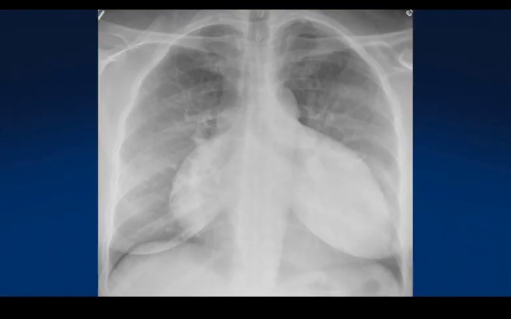Patient presented to the ER with shortness of breath and an unusual configuration for the cardiomediastinal contours.